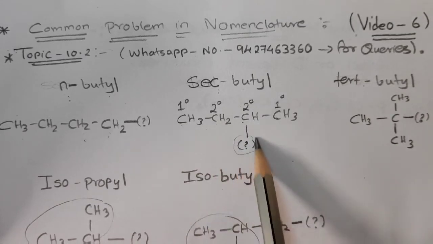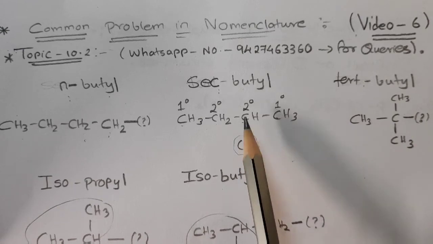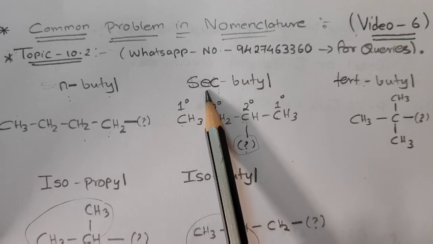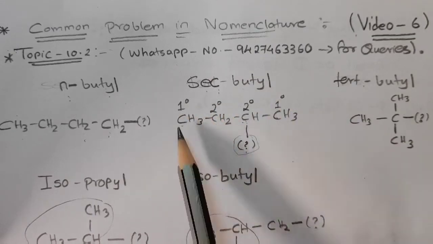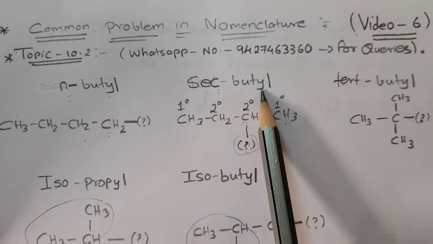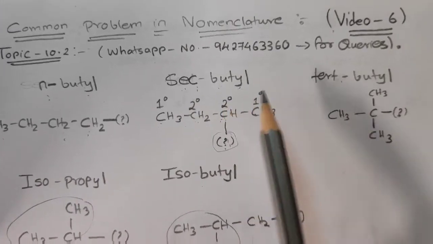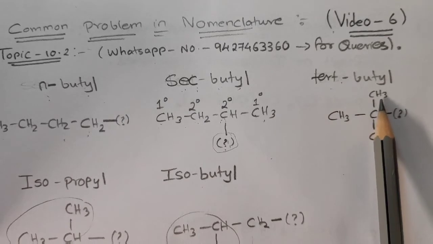So if we attach any of this group here, it is attached to the secondary carbon, and when we use this secondary abbreviation, we count each and every carbon. So total 4 carbons are there, and the group is attached to the secondary carbon, so we call it secondary butyl.